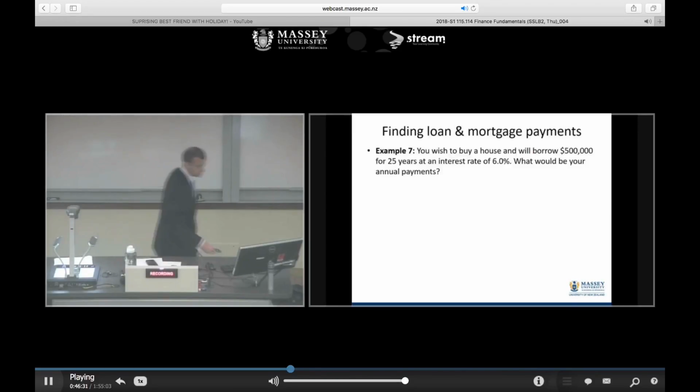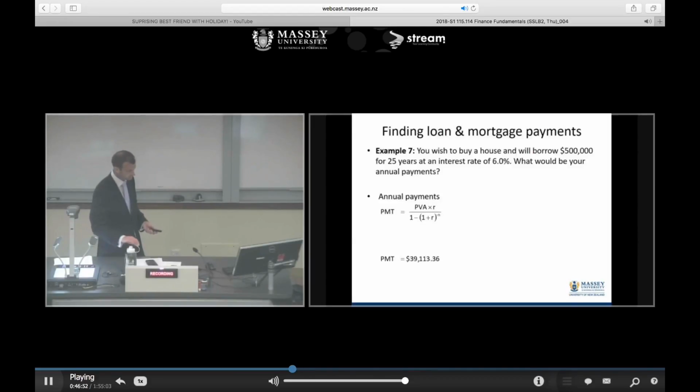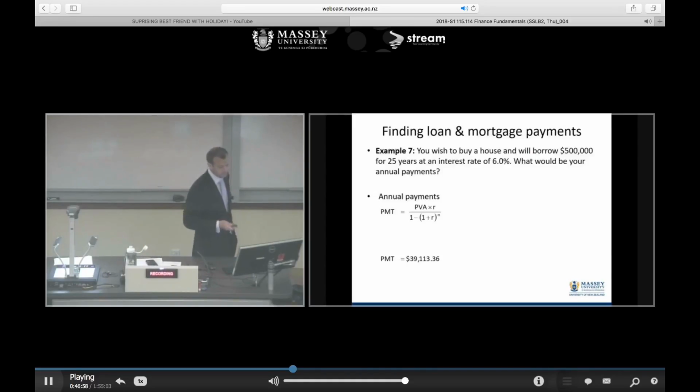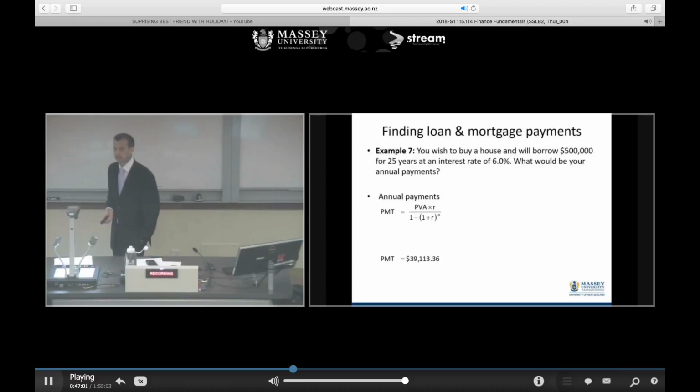So example 7: you wish to buy a house and will borrow $500,000 for 25 years at an interest rate of 6%. What would be your annual payments? So, bringing up that formula again. The present value of the annuity, that's what it's worth today, is the value of the loan. That's what you're borrowing, $500,000. Or put it another way, a very scary amount of money.